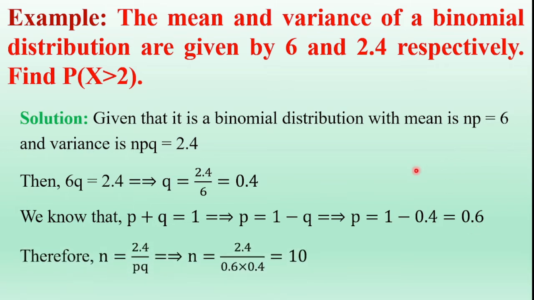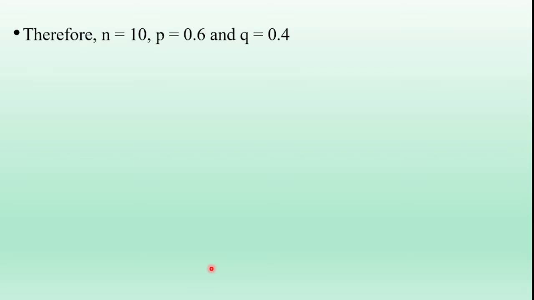Therefore, substitute the p value and q value into the equation npq is equal to 2.4. So n is equal to 2.4 divided by pq. Now here p is 0.6, q is equal to 0.4. So reducing this RHS term, we get n is equal to 10. So therefore n is equal to 10, p is equal to 0.6 and q is equal to 0.4.